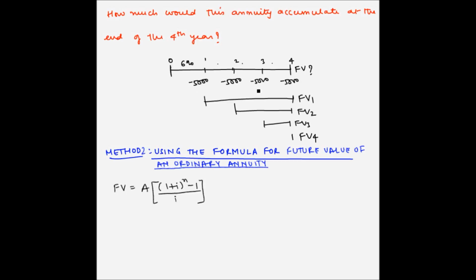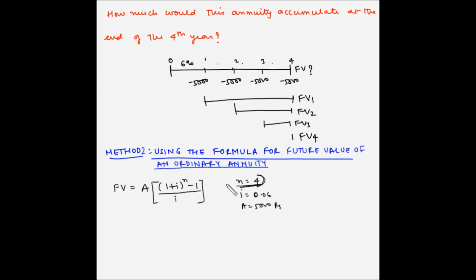So N is the total duration, which is 4. I is the rate of interest, which is 6%, or we can also write 0.06, and A is 5,000 rupees. Now let's not confuse this value of N with the value of N when we were finding out the future value for the first investment in method 1. Why are we taking N as 4 here, whereas we were taking N as 3 here?